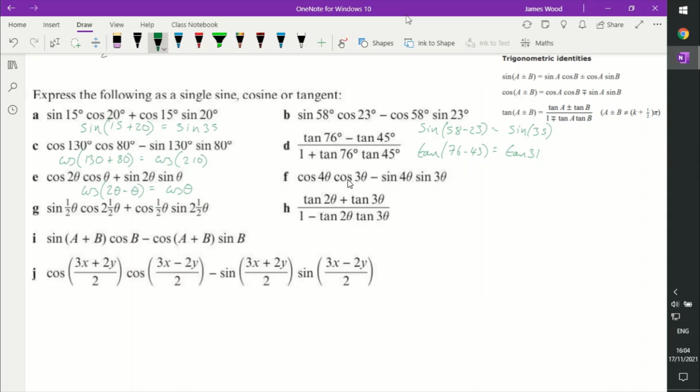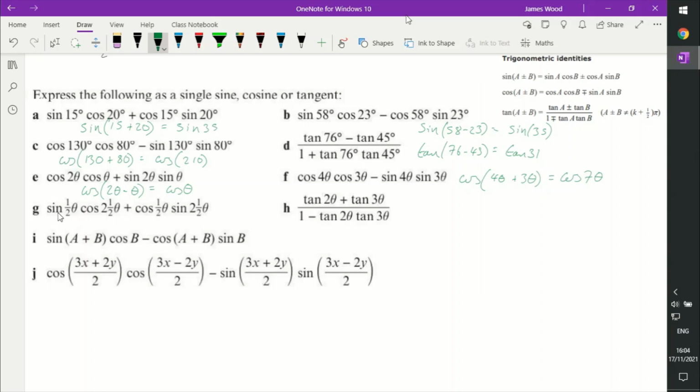This one here, cos cos minus sine sine. So this is the cos addition formula. Looks like this. It's got a negative sign in the middle, so that is when it's A plus B. So this is cos of 4 theta plus 3 theta. So that's cos 7 theta.